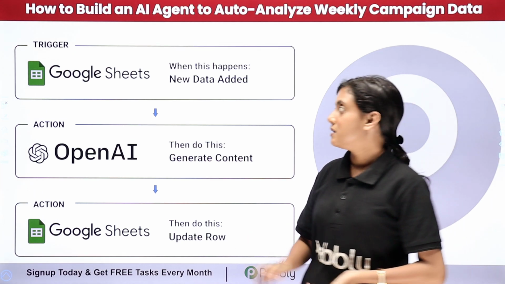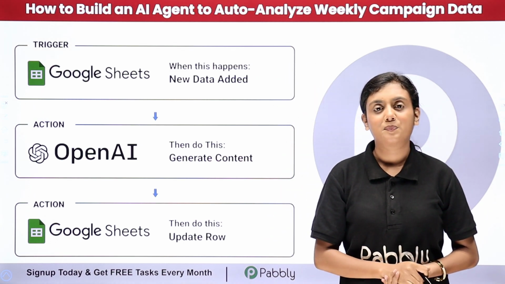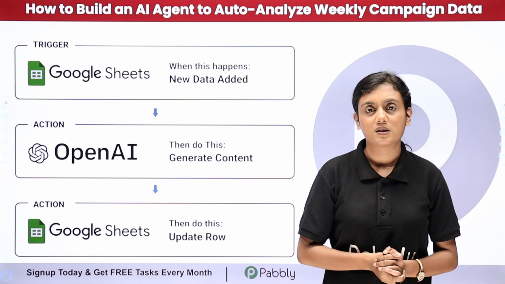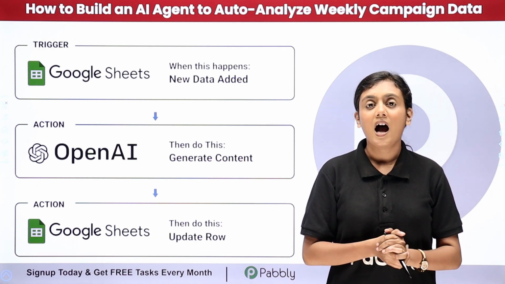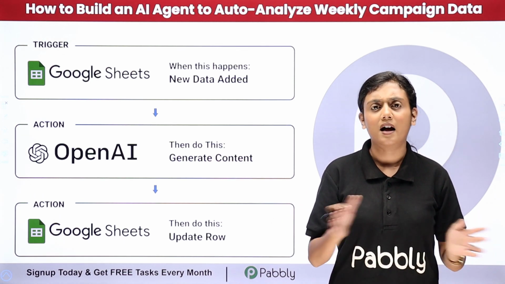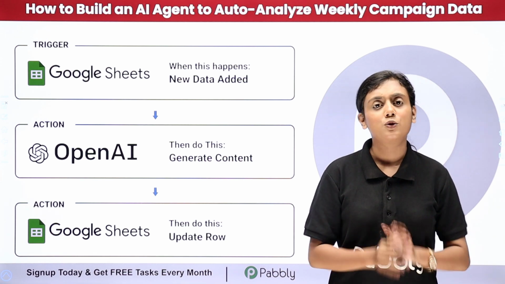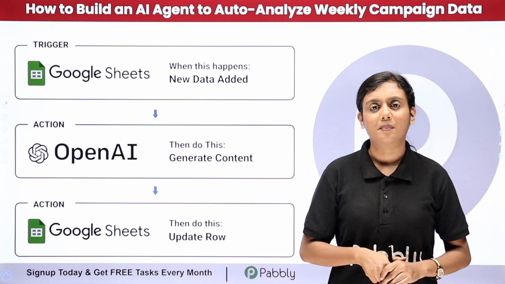In this video, we're going to learn how to build an AI agent to auto-analyze weekly campaign data. So I'm an owner of a digital marketing agency and I run campaigns to promote my business. Now over here, I have to analyze every week's campaign performance and take out the summary and other details, which is very time consuming and hectic. So to solve this problem, I have created an AI agent using Pabbly Connect.